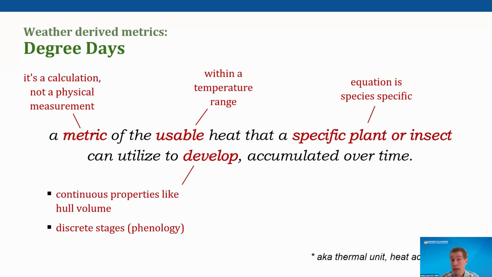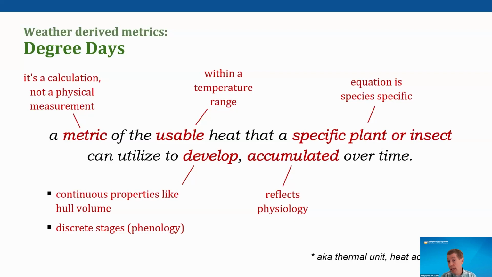So these models are good for predicting development. Now that development could be a continuous property, such as hull volume or hull hardness, something that you can measure continuously, or something which is discrete, such as going from an egg to a larva, or from a larva to an adult. So discrete stages of development. Different models predict different things.